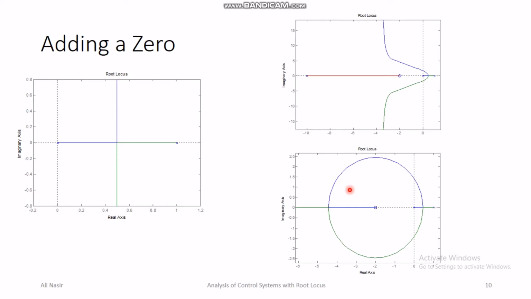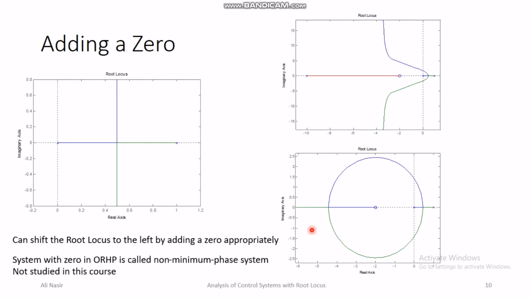Alright, so in conclusion, we can shift the root locus to the left by adding a zero appropriately. If we add the zero farther on the left, the root locus will be shifted farther to the left, and so on. Here is just a remark that is a little bit relevant, but it's outside the scope of our course.